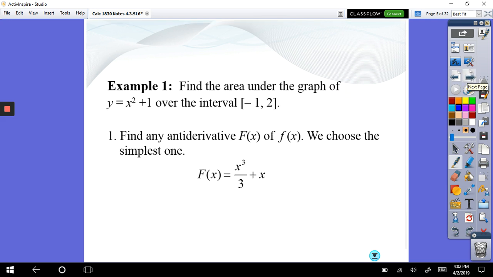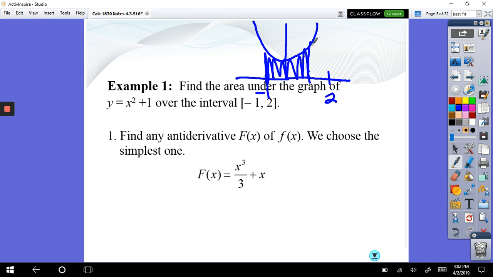So if we want to find the area under the curve of x squared plus 1, let's see, x squared is a parabola, we're going up 1, so it looks roughly like that. If we want to go from negative 1 to 2, we're trying to find this area right there. So you can find the antiderivative, plug in 2, plug in negative 1, subtract, boom.